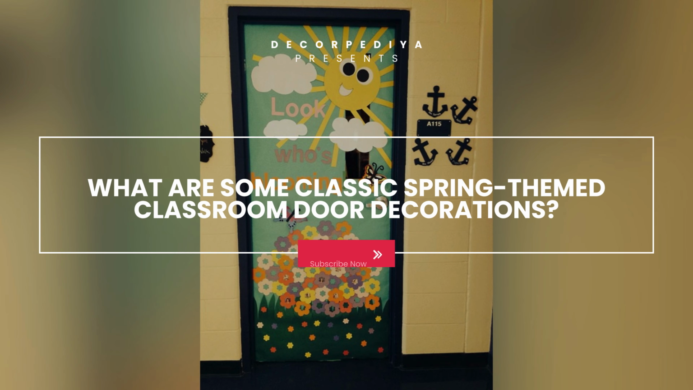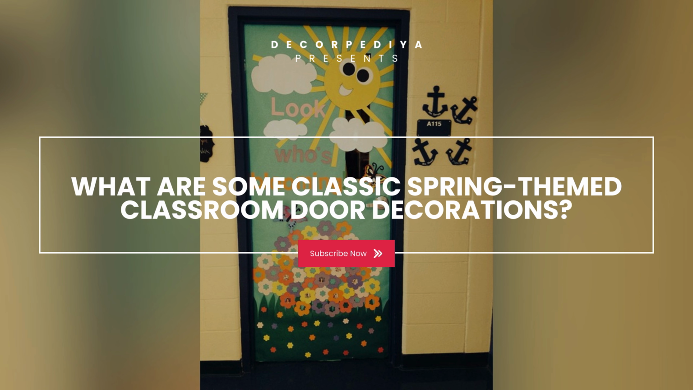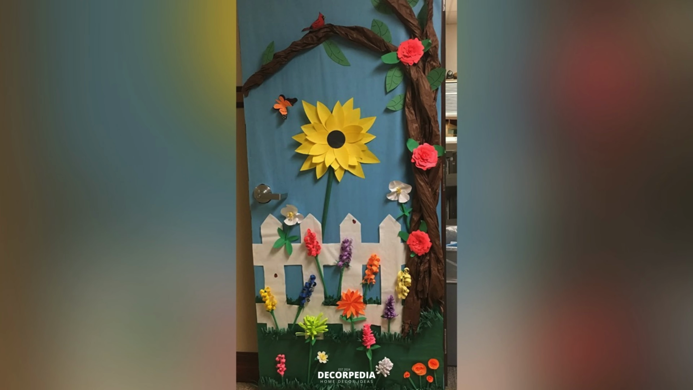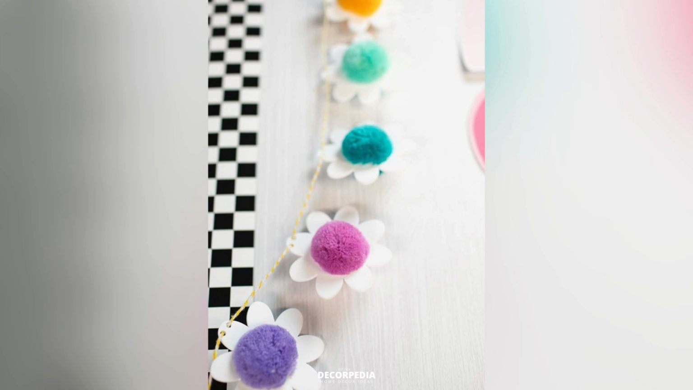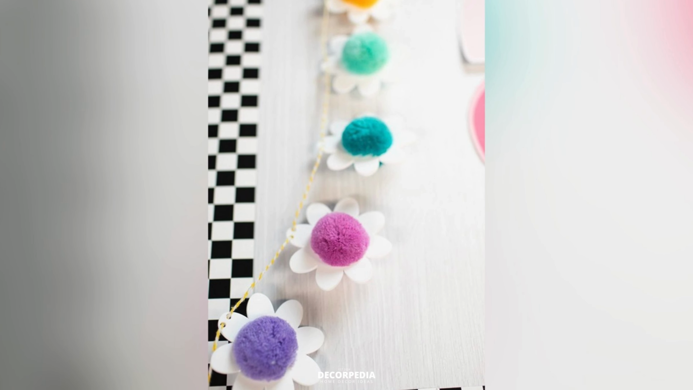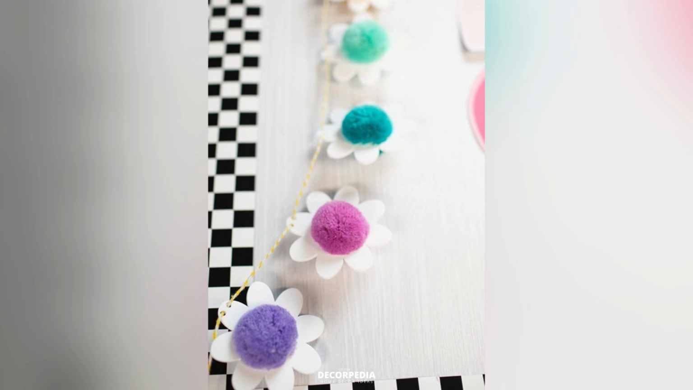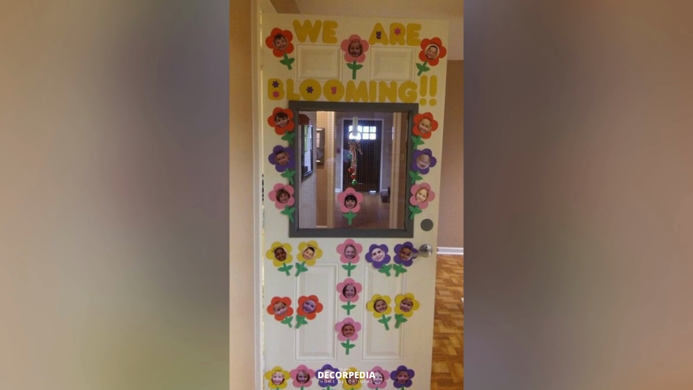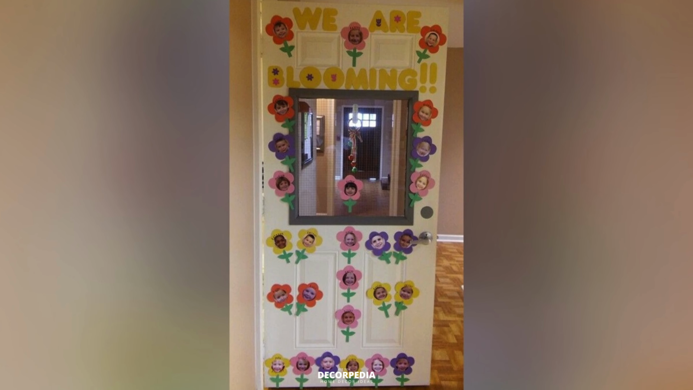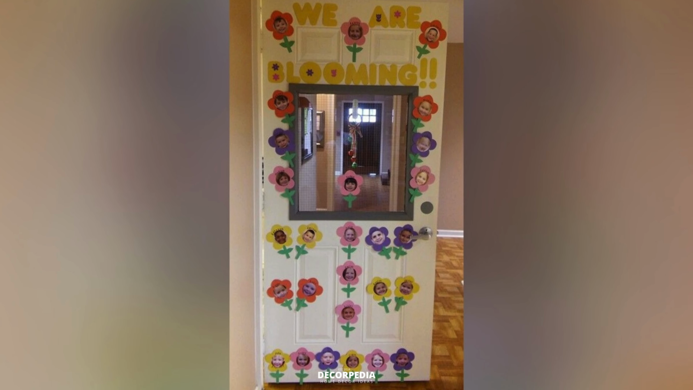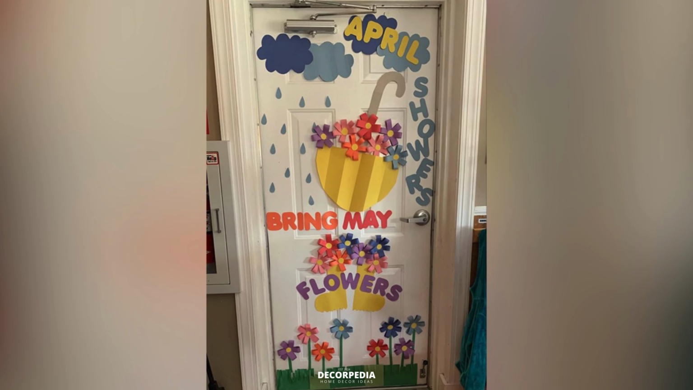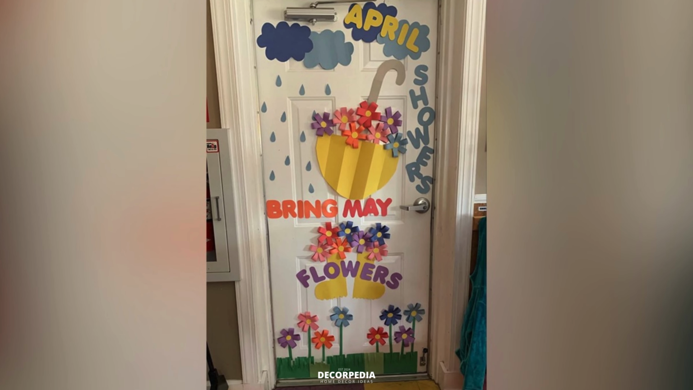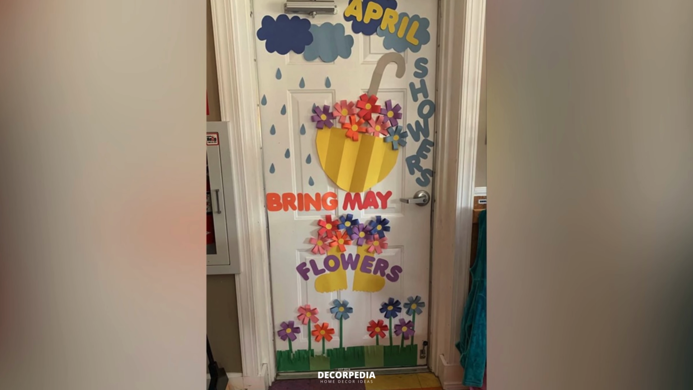What are some classic spring-themed classroom door decorations? A classic spring-themed door creates a bright and cheerful atmosphere that celebrates the season. One timeless idea is a Hello Spring floral door, where colorful paper flowers, vines, and butterflies frame the doorway, making it feel like a garden entrance. Another fun classic is a rainbow and sunshine door, featuring a large paper rainbow, cotton ball clouds, and a smiling sun to symbolize warmth and positivity.